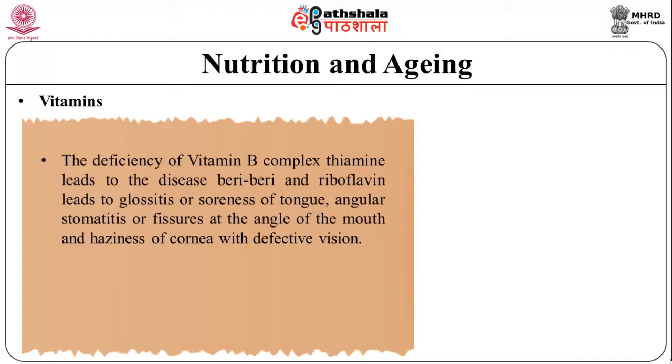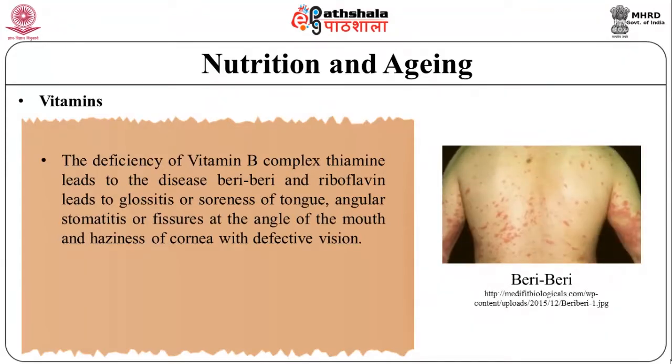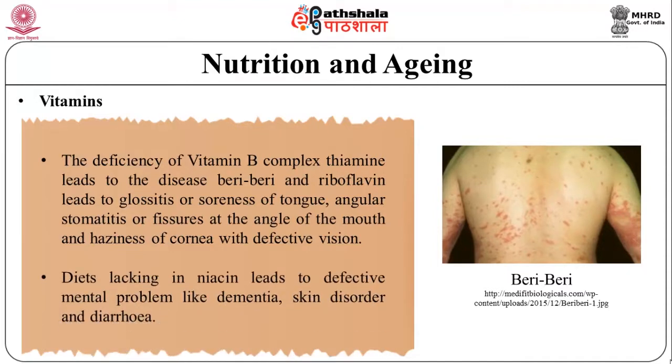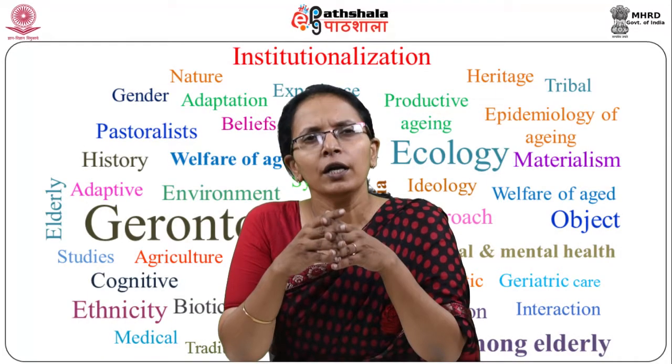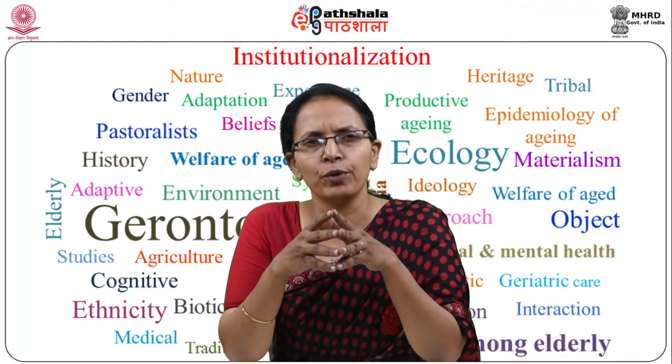The deficiency of the vitamin B complex thiamine leads to the disease beriberi, and riboflavin leads to the glossitis or soreness of the tongue, angular stomatitis or fissures at the angles of the mouth, and the haziness of the cornea with the defective vision. Diet lacking in the niacin leads to the defective mental problems like the dementia, skin disorder and diarrhea. Now let's summarize what we have learned so far from this module.